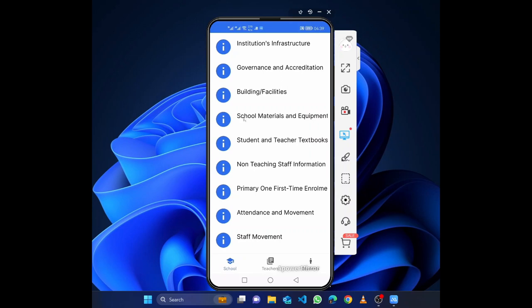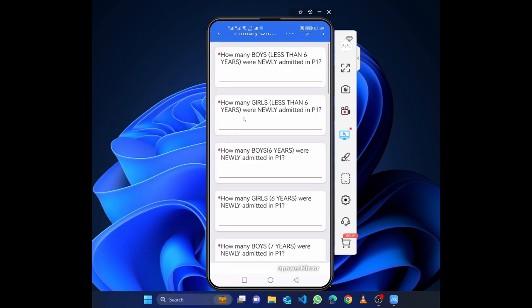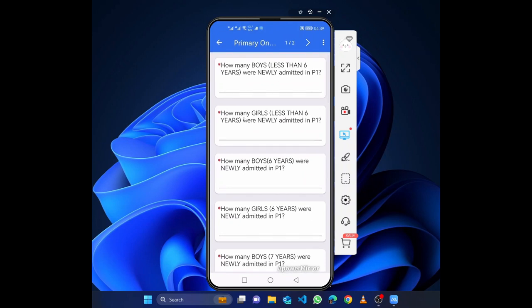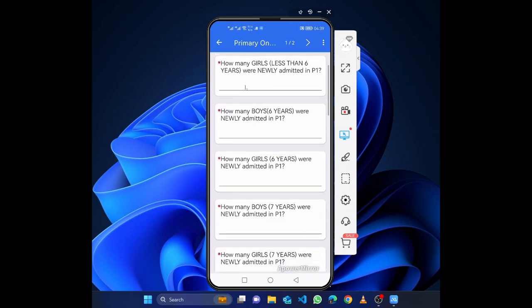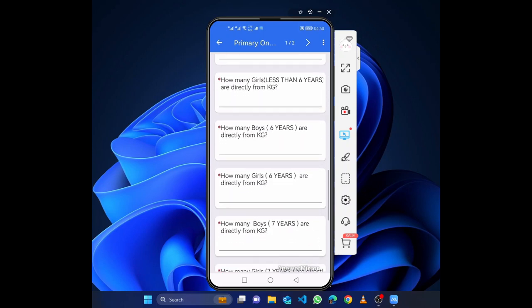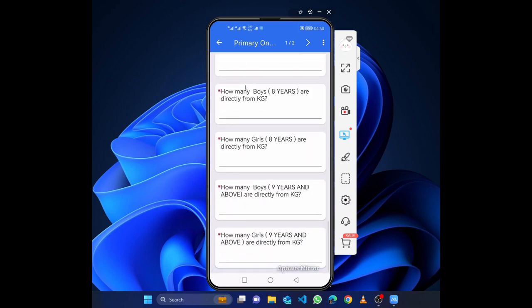The next one is under primary one enrollment. So those who just came to primary one, they did not move from KG or crèche to primary one, but those that you admitted to primary one, you are going to fill this information for them. You have taken their names by the enrollment, by the Excel sheet, and it has helped you to know their various ages. So how many of them fall under 6 years and are newly enrolled, and it goes on, boys and girls. So that is for the head.